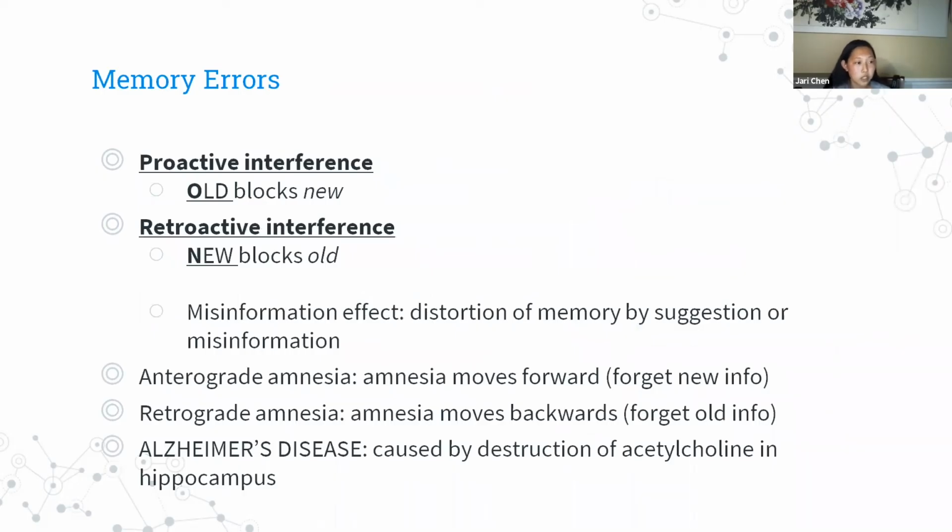Memory errors: there's proactive interference where old memories will block new memories. For example, if you are learning a dance and there's a similar dance before and you start remembering the old dance instead of the new one. And then there's retroactive interference where new blocks old. So if you're learning so much new information that you forget the stuff that you learned previously. Then there's amnesia and Alzheimer's disease, which is a pretty big subject.